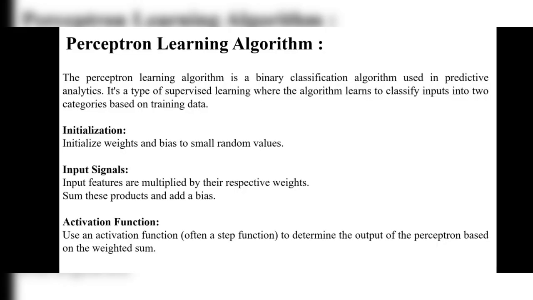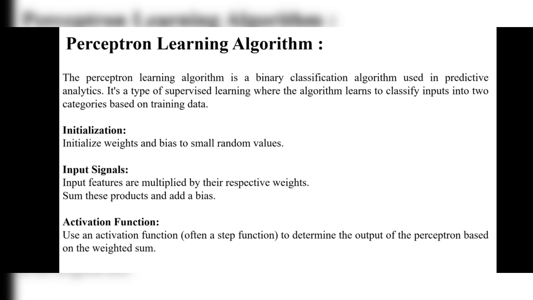Hello everyone, this is the last topic in Unit 1 of Predictive Analytics, that is the Perceptron Learning Algorithm. The Perceptron Learning Algorithm is a binary classification algorithm used in Predictive Analytics. It is a type of supervised learning where the algorithm learns to classify inputs into two categories based on the training data. So far we have completed classification in linear discriminant analysis, and next we did logistic regression, and now last we are doing the Perceptron learning algorithm. It is going to classify into two categories.